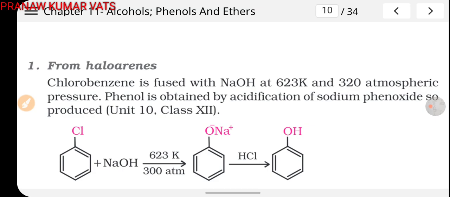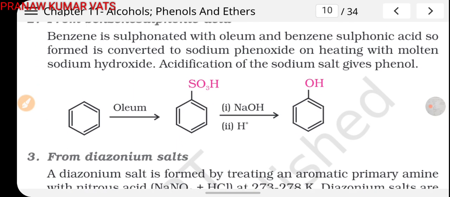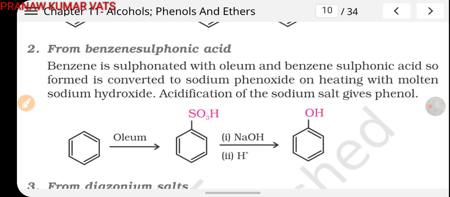Next one is from benzene sulfonic acid. So in this method, benzene is treated with oleum. Formula of oleum is H2S2O7. It is dehydration product of H2SO4. So when oleum is used to react with benzene, then there will be formation of benzene sulfonic acid.